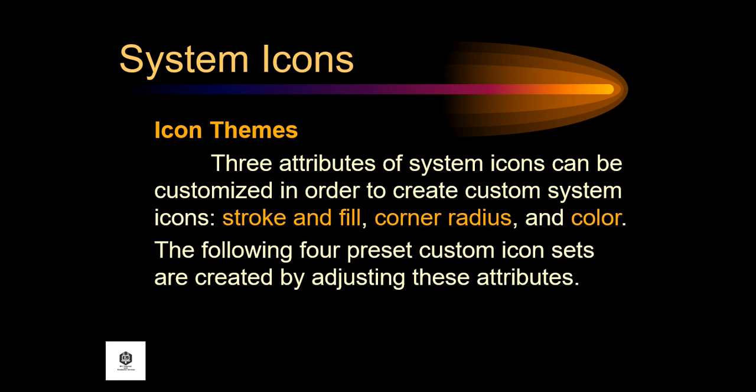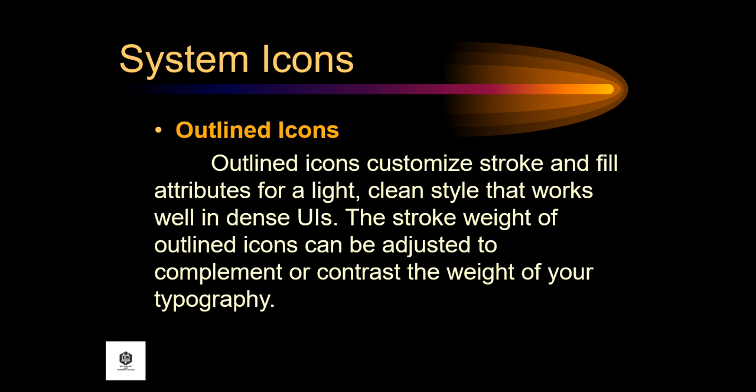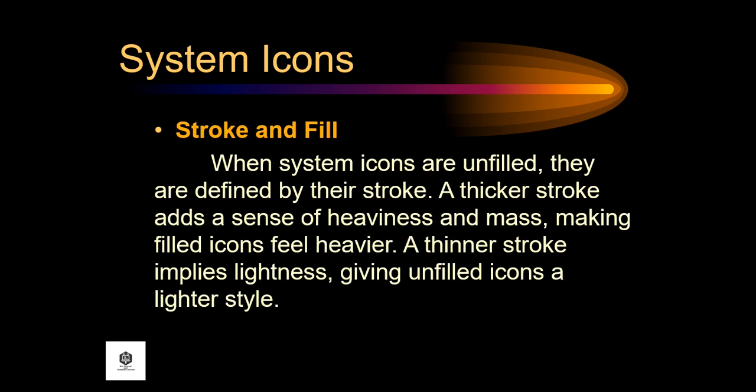In terms of icon themes, 3 attributes of system icons can be customized in order to create custom system icons such as stroke and fill, corner radius, and color. The following 4 preset custom icon sets are created by adjusting these attributes. First, the outline icons. Outline icons customize stroke and fill attributes for a light, clean style that works well in dense user interface. The stroke weight of outline icons can be adjusted to complement or contrast the weight of your typography. Next is stroke and fill.